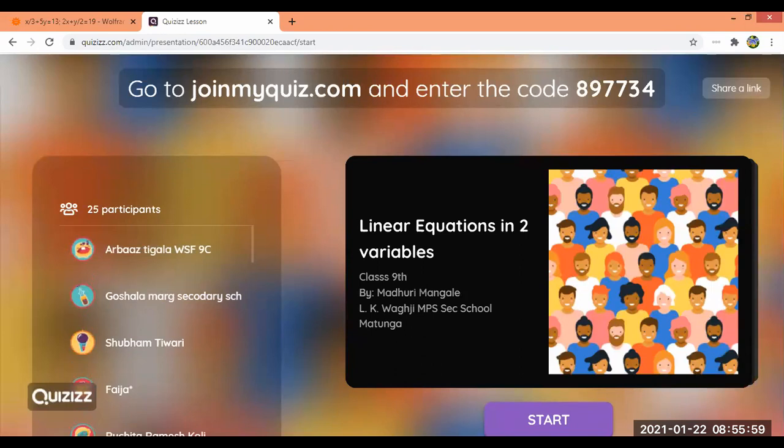So, Arbaz, Shubham, Faiza, Swatantra, great. I remember these names. You all have participated in so many quizzes so far. Rehan, Kadir, Vivek, great. It's nice to see you all again.